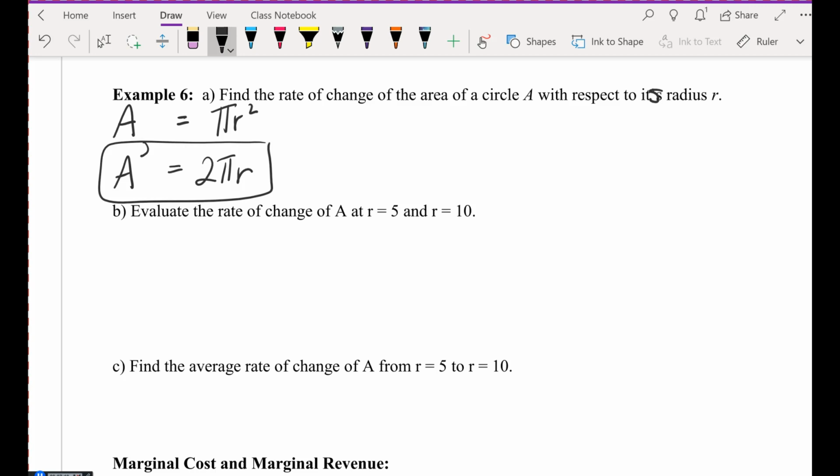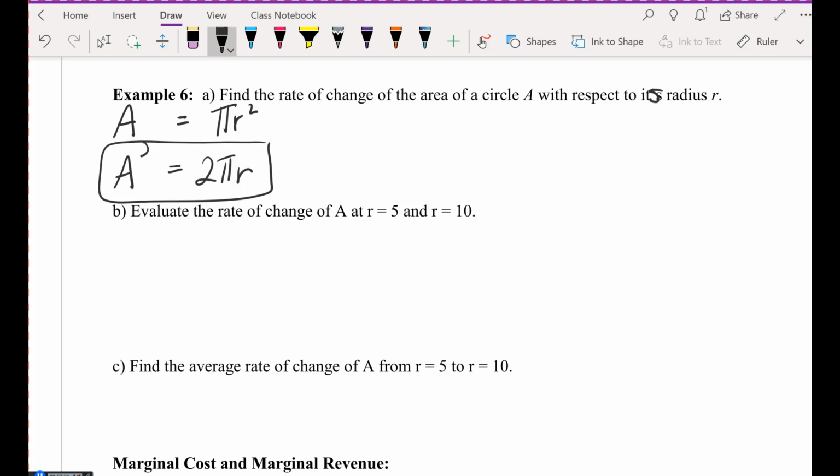Because remember, the rate of change means what? Every time I change a small amount of radius, think about a circle as made of a bunch of different circumferences just stacked together. A change in area means I'm just taking one small layer of the circumference. Would you agree? That's why.